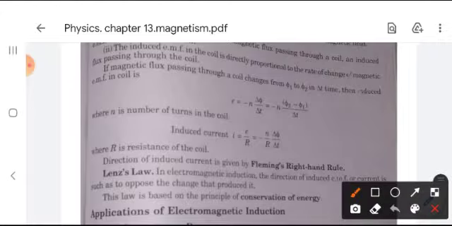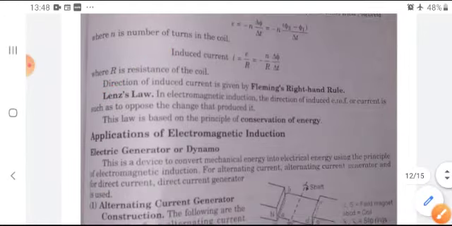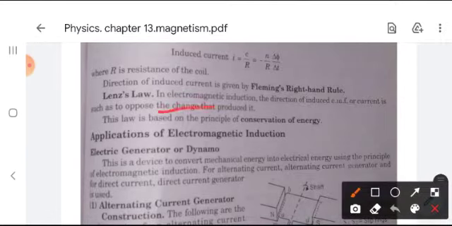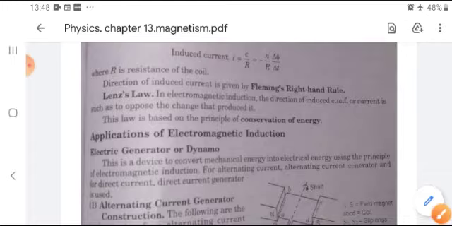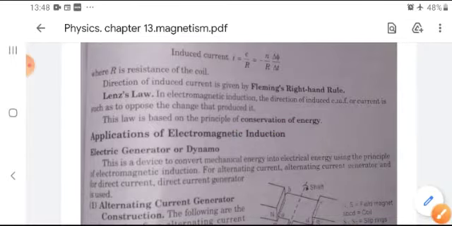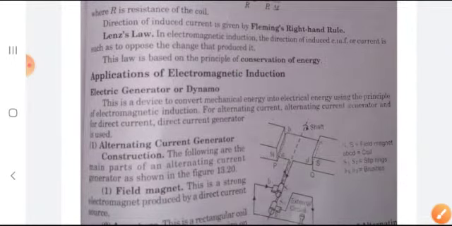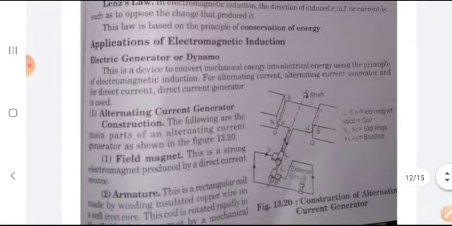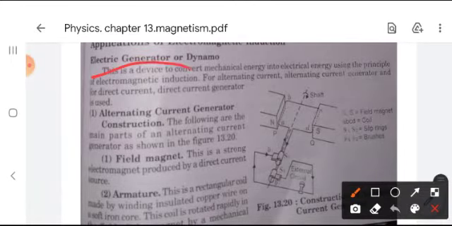Now moving forward, what is Lenz's law? In electromagnetic induction, the direction of induced EMF or current is such as to oppose the change that produced it. This is very important, and this is basically conservation of energy. Now moving forward, some applications of electromagnetic induction are given here, that is the electric generator or dynamo. This principle is also called electromagnetic induction.